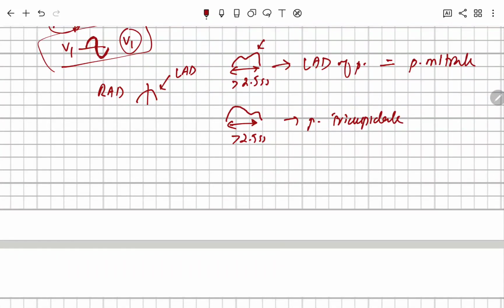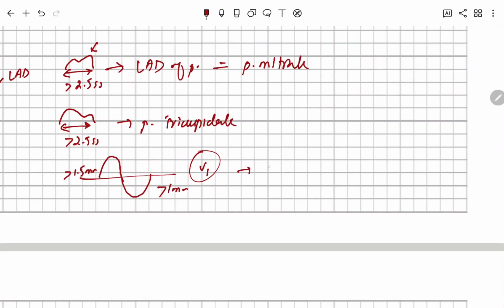And there are some rare conditions in which we see the P wave in lead V1 with the initial positive component more than 1.5 millimeters and the negative component more than 1 millimeter. In lead V1 we're going to call it biatrial enlargement. So this type of P wave is seen with biatrial enlargement.